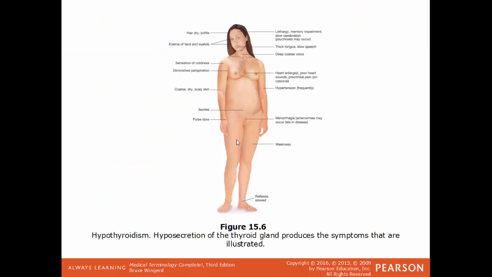Alright, in this image we have an example of someone with hypothyroidism, and some common symptoms that you'll see. The hair becomes very dry and brittle. There's a very sensitive sensation of coldness. The skin becomes very scaly and dry. There's a very irregular pattern of menses in females. The tongue becomes thicker. The voice becomes deeper. So there are any number of symptoms that will indicate hypothyroidism.